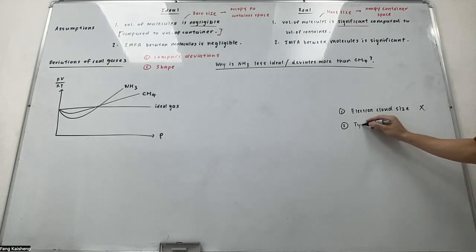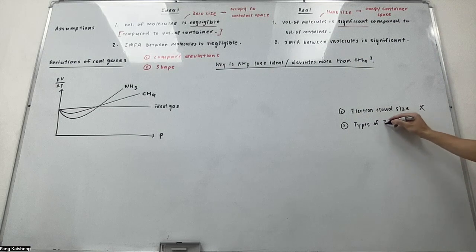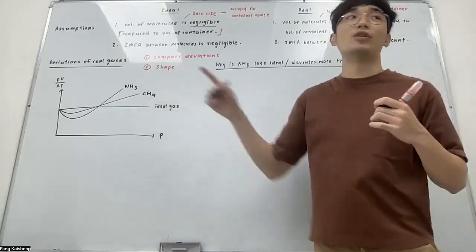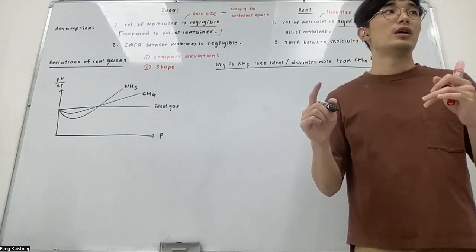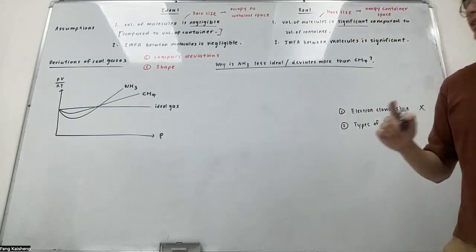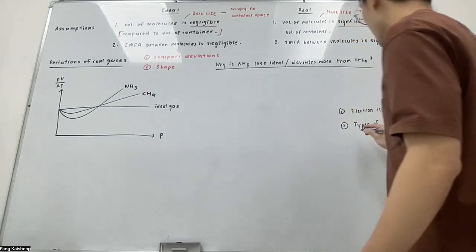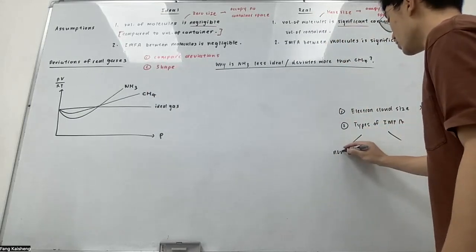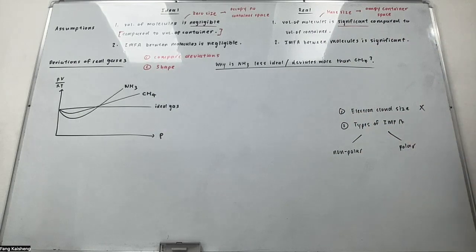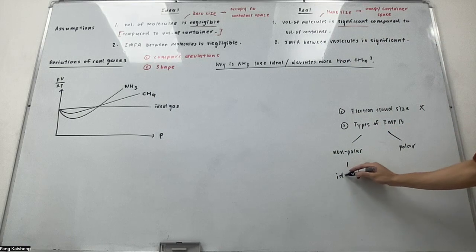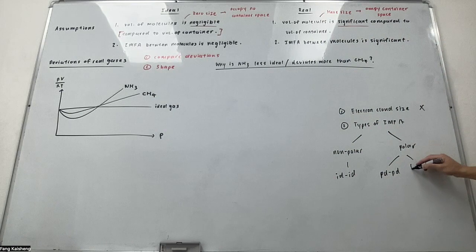Remember the flow, the types of intermolecular forces. Why not we try this? So NH3, what's the intermolecular force? Hydrogen bonding. Good. How about CH4? PD? No, it's not. Because remember, how to compare the type of intermolecular force? You must first ask yourself whether it's polar or non-polar. If it's non-polar, what intermolecular force is it? ID-ID. If it's polar, it could be what? PD-PD or hydrogen bonds.